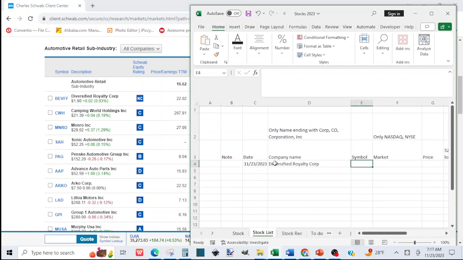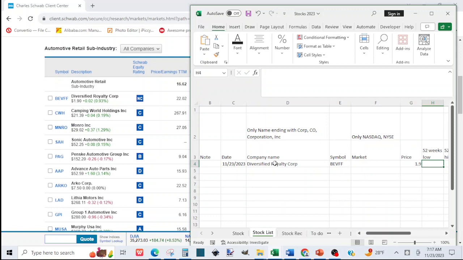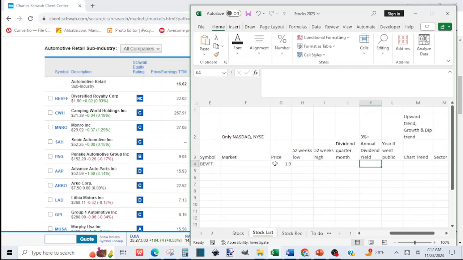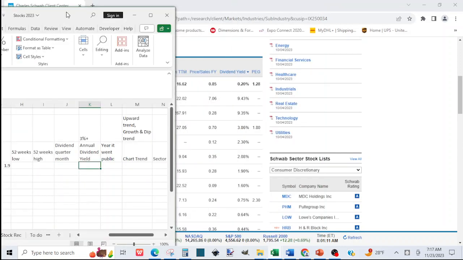And from here we can see the symbol as well, and you put the symbol VFF, and we don't know the market it's selling on just yet, but we have the price. So the price is $1.90. We don't know the 52 weeks low or the 52 weeks high, but we have the dividend yield. So you will put the dividend yield, which is 9.43%.